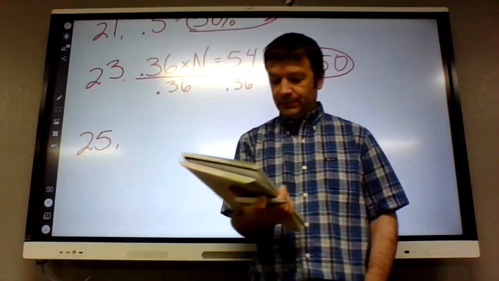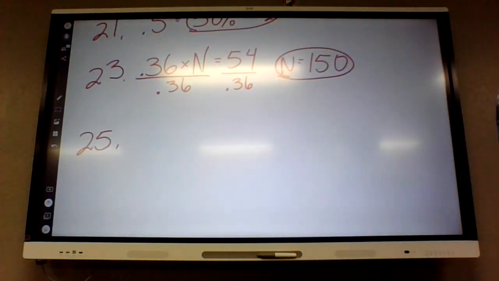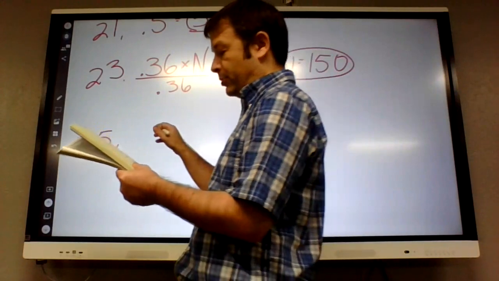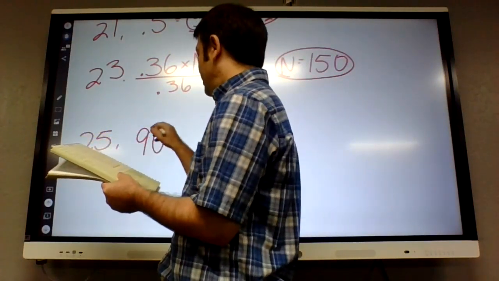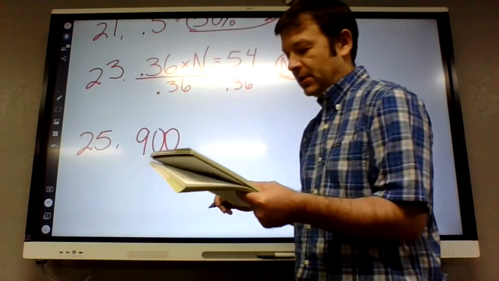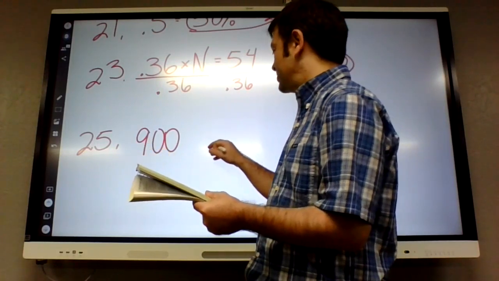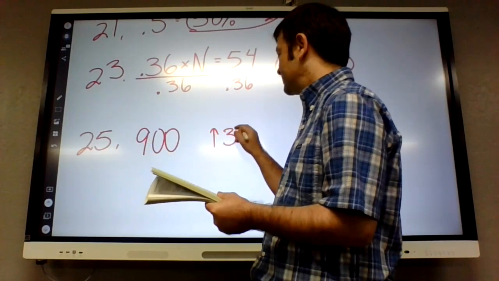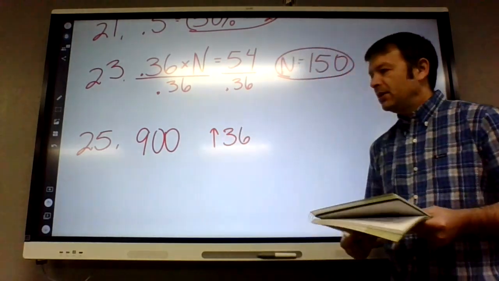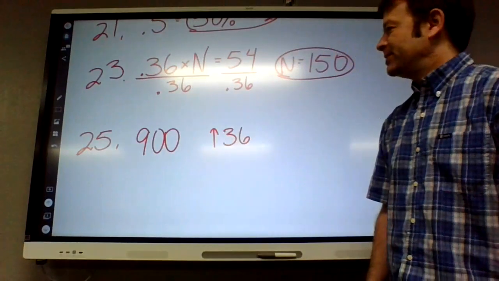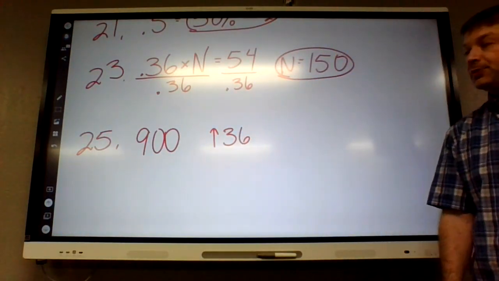25. Complete the table. All right, so it says we're starting with 900, and the change is it's adding 36, it's going up 36. Okay, this is important. What is the formula that we use to find percent change?